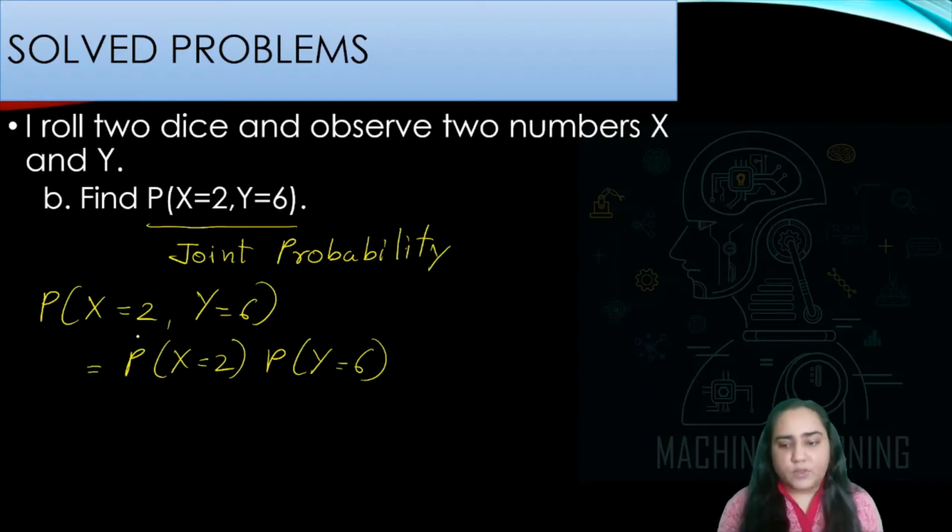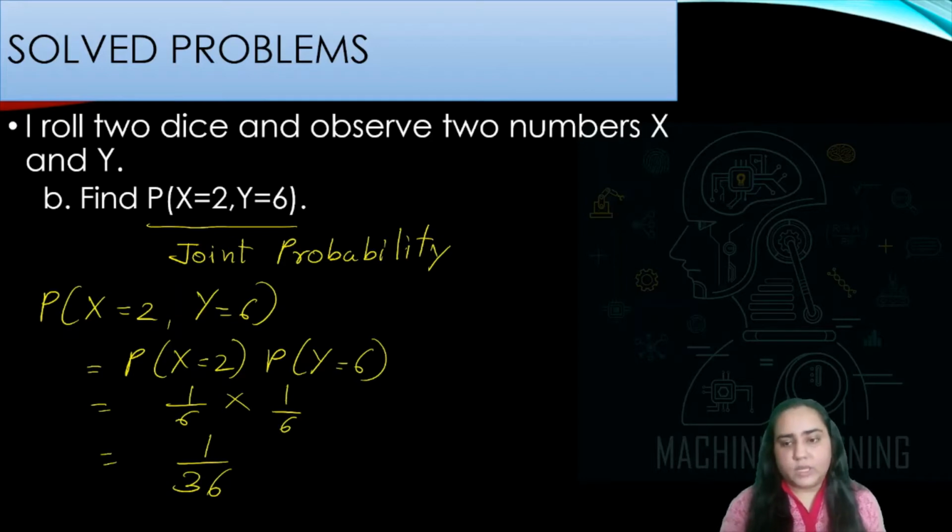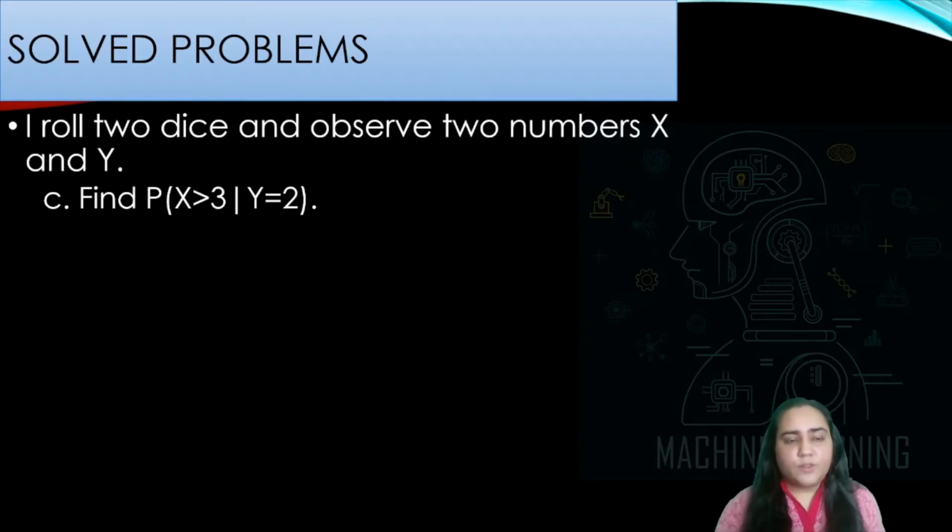And so when I find the joint probability, I can just find it by multiplying the two, and probability of x equal to 2 is 1 by 6. We know that, we just created the PMF. And y equal to 6 is also 1 by 6. And if you multiply, you'll get 1 by 36. So that is how you can solve this kind of a problem. Let's take a look at another one. Now I want to find the probability of x greater than 3 given y equal to 2. So this is a question of something called the conditional probability.